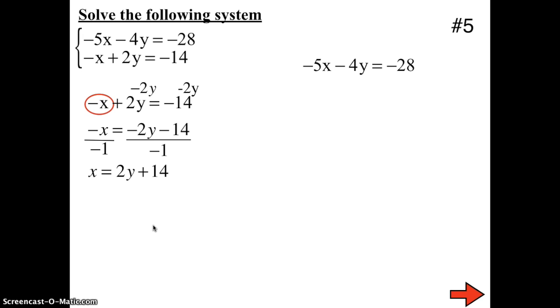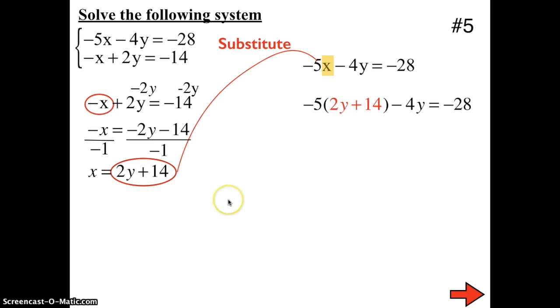I'm not quite done yet. I need to substitute that value for x into the other equation. Please make sure that you do not plug this value into the equation you just manipulated. You need to make sure you substitute it into the other equation. So I'm going to go ahead and do that. When I do, I'm going to make sure I include parentheses because they are very important. Now, let me just show you the steps. First thing you do is substitute.